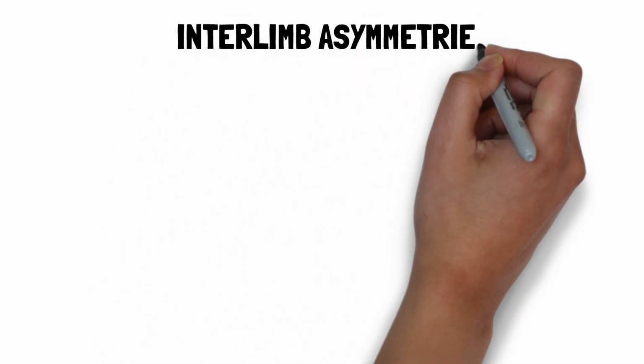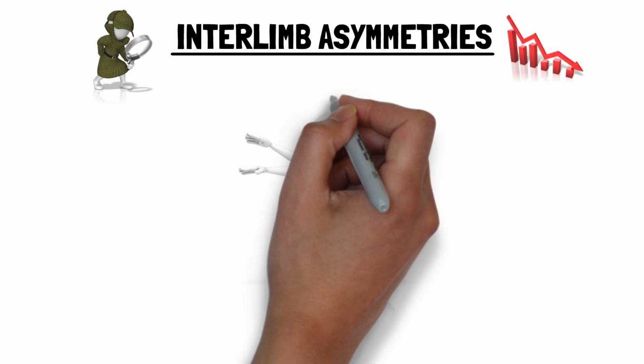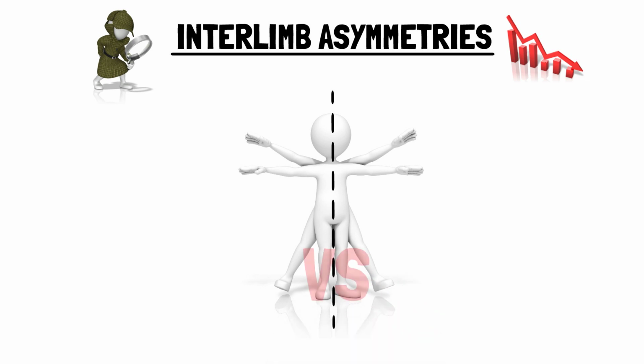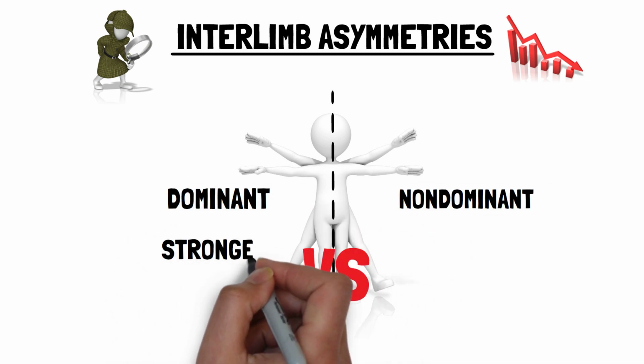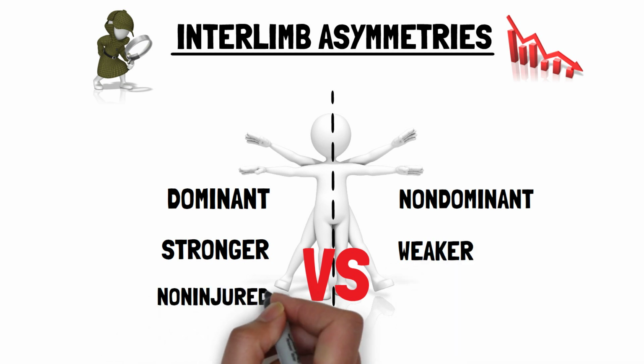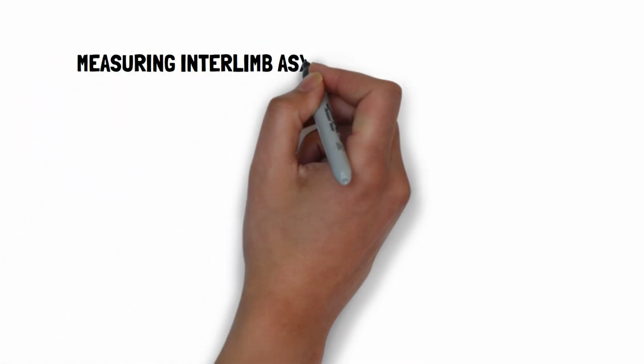Assessment of interlimb strength asymmetries can potentially help identify athletes at risk of adopting dysfunctional or ineffective movement patterns that can negatively impact performance. Investigating interlimb asymmetries consists of comparisons between dominant and non-dominant, stronger and weaker, or non-injured and injured limbs.